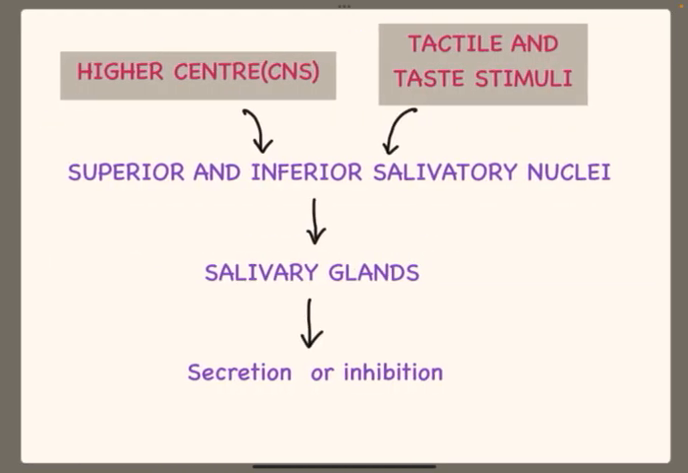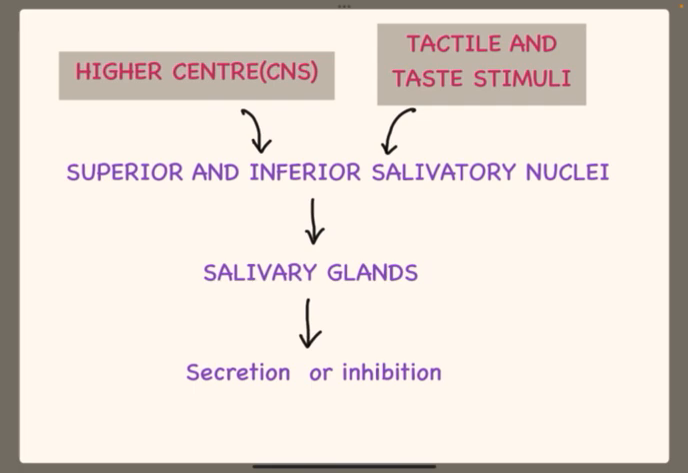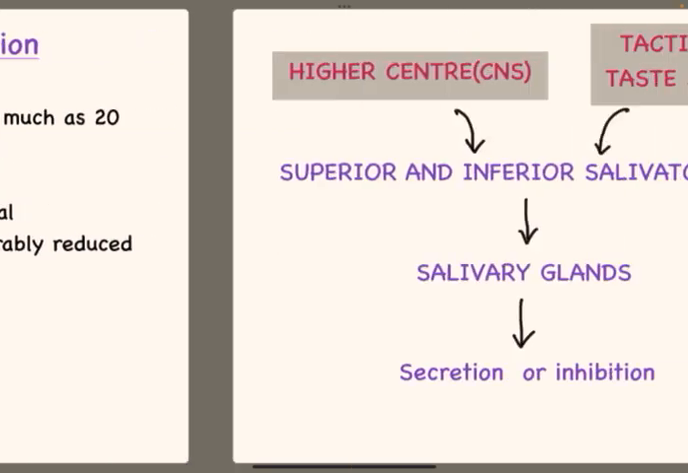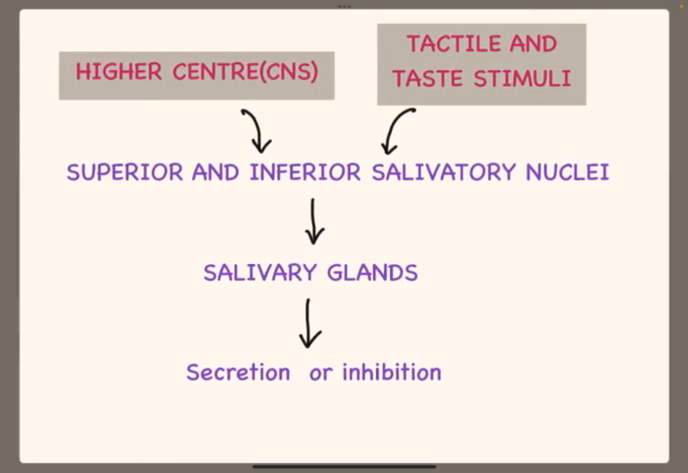Now, one of the major important topics of discussion here is the neural regulation of salivary secretion. The main stimuli are tactile and taste stimuli. Along with them, the higher centers also act as stimuli, and from there impulses travel to the superior and inferior salivary nuclei, and then from there the impulses go to the salivary glands, and the secretion or inhibition is modified accordingly. This is about the neural regulation of salivary secretion. For more details, please refer to the text.